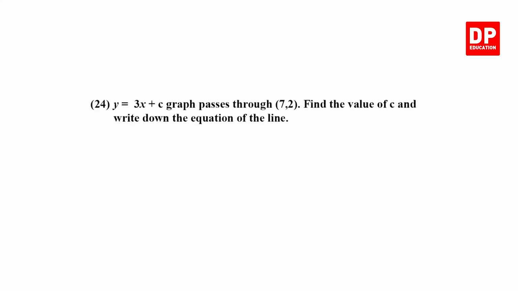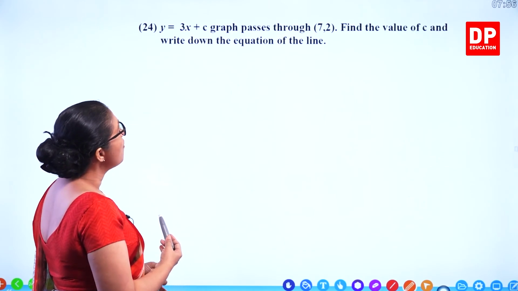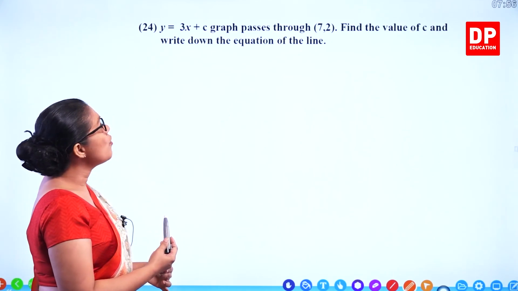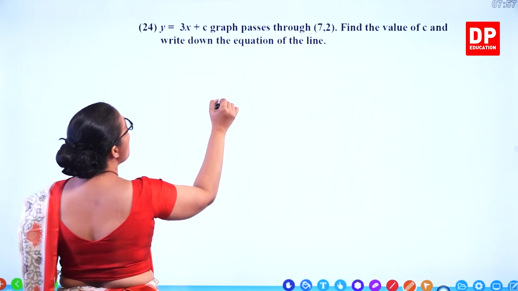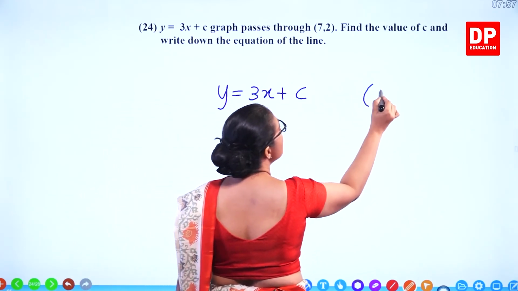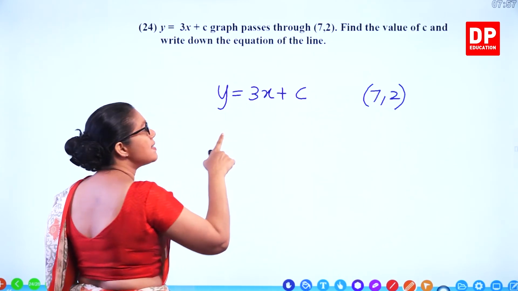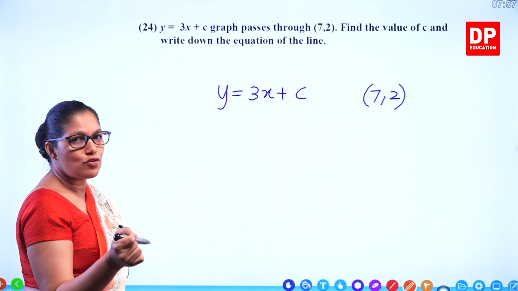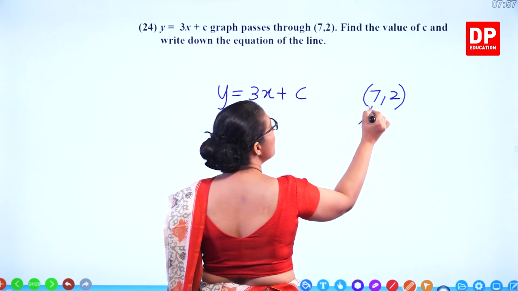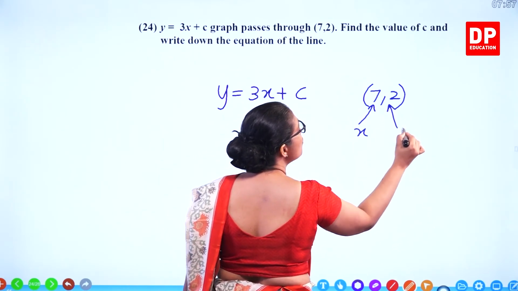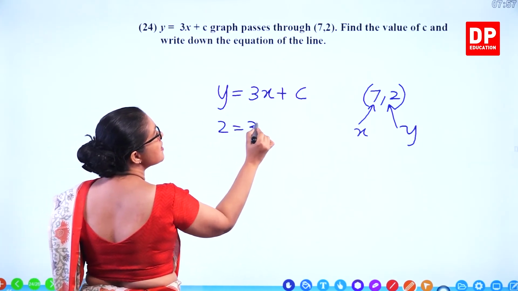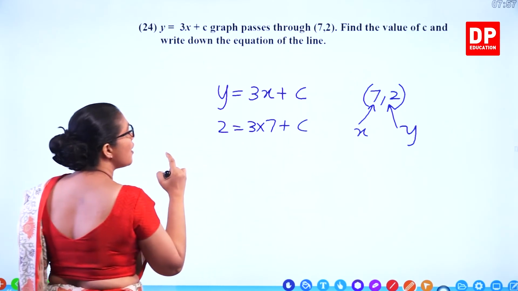Question number 24. Y equals 3x plus c graph passes through 7, 2. Find the value of c and write down the equation of the line. Y equals 3x plus c passes through 7, 2. That means this point satisfies the equation of the line. So that point is on the line. So you can substitute x value 7 and y value 2 into the equation. So y is 2, x is 7. You can easily find out c.